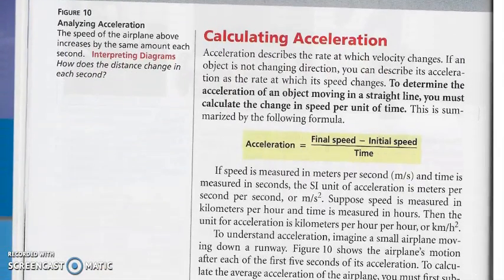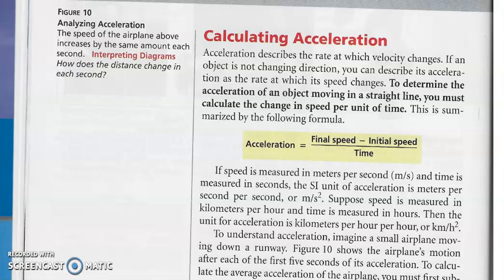Calculating acceleration. Acceleration describes the rate at which velocity changes. If an object does not change in direction, you can describe its acceleration as the rate at which its speed changes. To determine the acceleration of an object moving in a straight line, you must calculate the change in speed per unit of time. This is summarized by the following formula. Acceleration equals final speed minus initial speed divided by time.